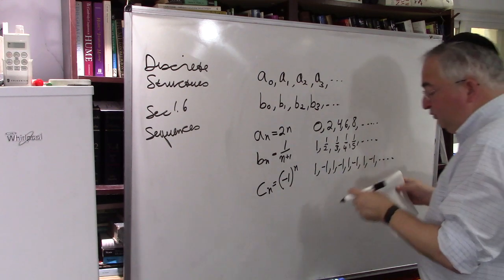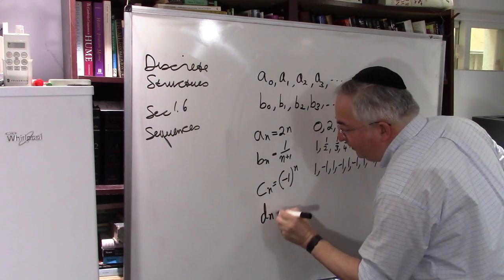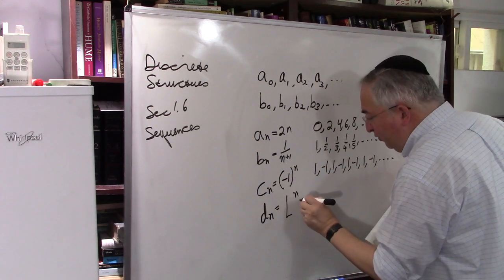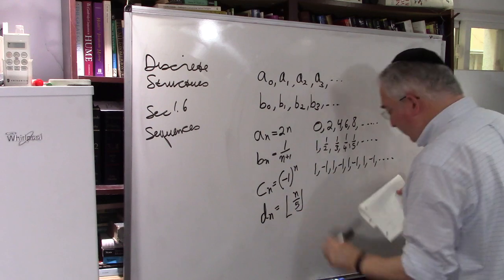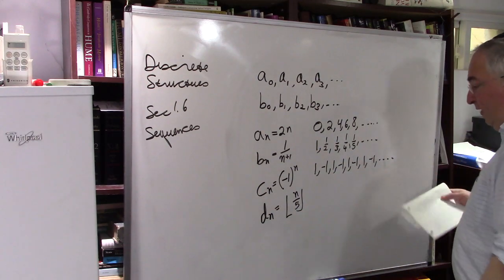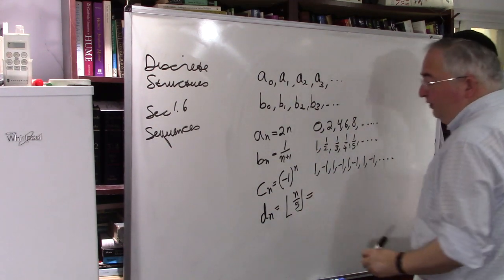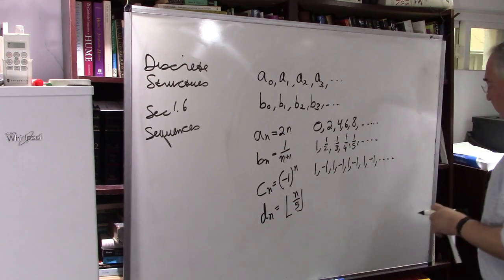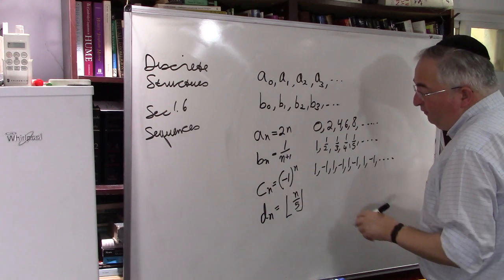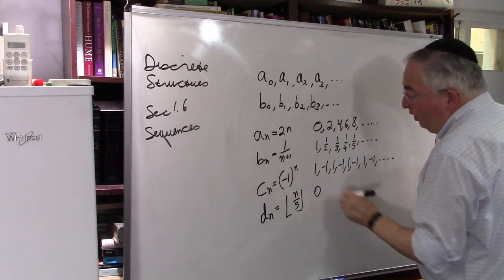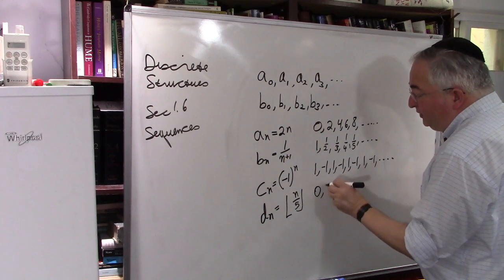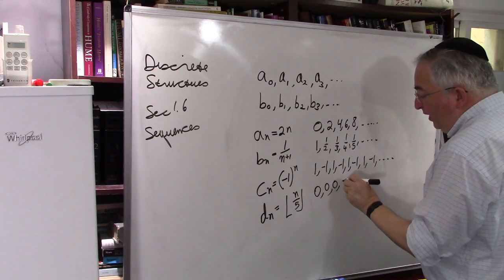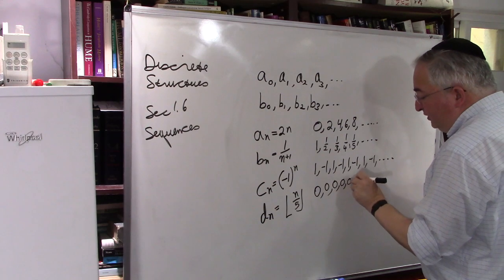Okay, let's do d of n. d of n is equal to, we had something similar to this in the homework, floor of n over 5. Okay, so let's plug in some values and see what sequence this looks like. Plug in 0 over 5, floor is 0. 1 over 5, floor is 0. 2 over 5, floor is 0. 3 over 5 is 0. 4 over 5 is 0.